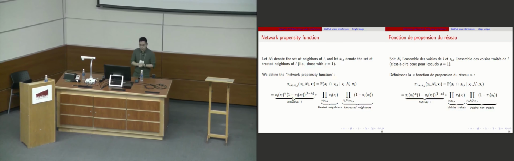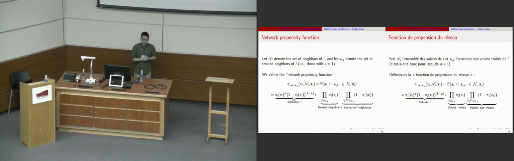So let's denote N_i as the set of the neighbors of individual i, and S_i^A as the set of the treated neighbors. The network propensity function is the joint probability of individual i receiving the treatment A_i, and their treated neighbors being in this treatment set S_i^A here.